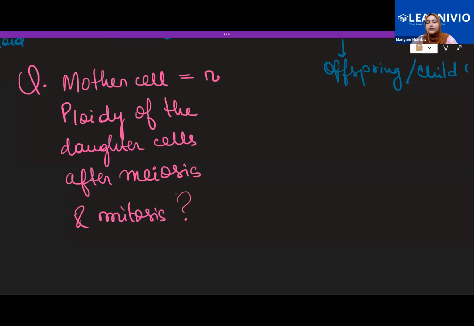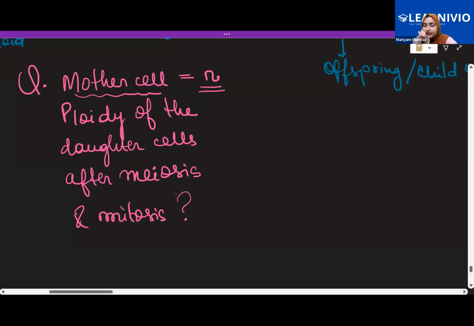Yes, ma'am. See, the question says the mother cell is haploid. So the question is asking what will be the ploidy of the daughter cells after the meiosis is done and after the mitosis. First you answer for meiosis, what will be the ploidy, and then you answer for mitosis. You people are understanding the question? Give me the answer. Good.